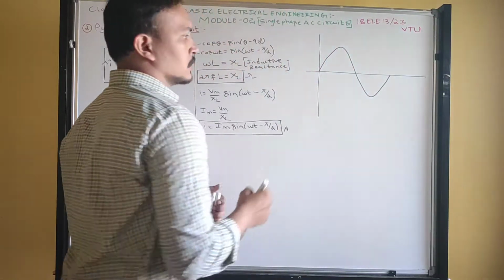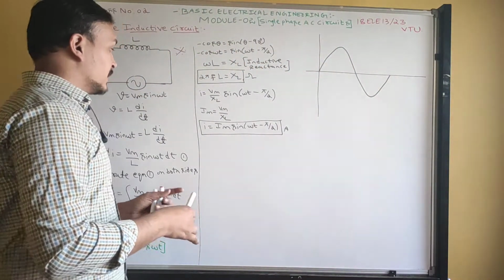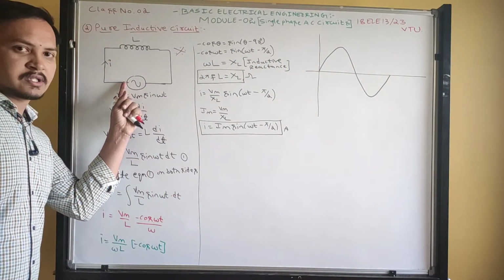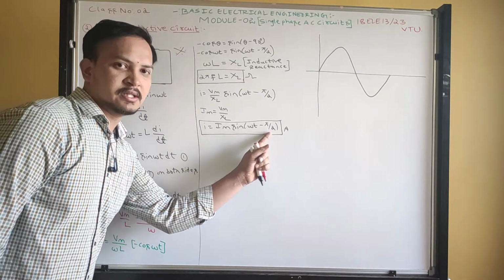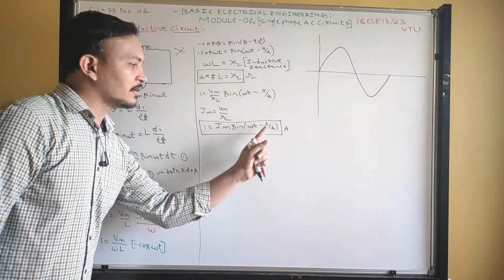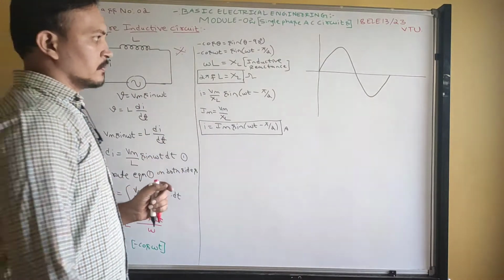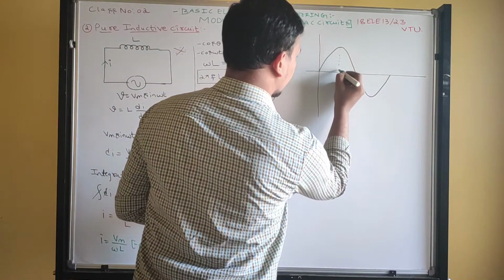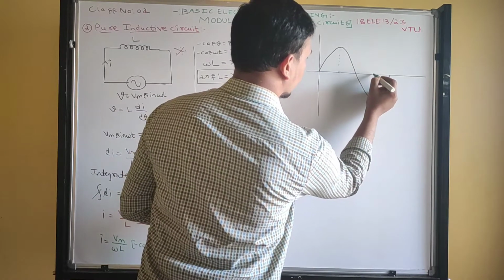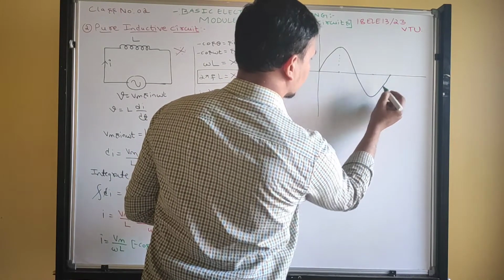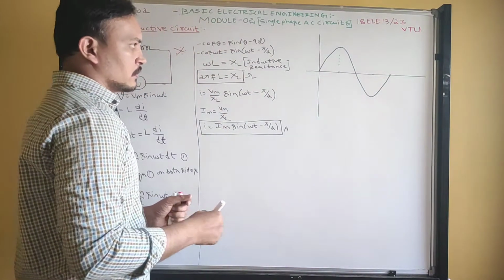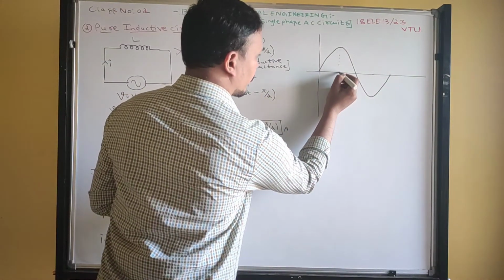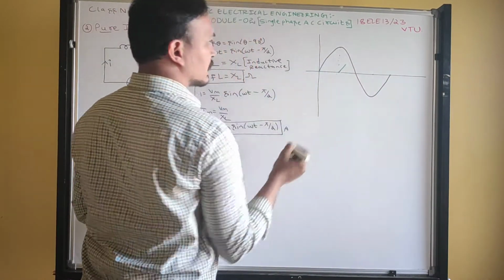Okay, so this is the voltage. But where will the current waveform start? After 90 degrees. Current lags the voltage by 90 degrees. Meaning 0 degree is here, 90 degrees comes somewhere here, then 180, 270 and 360. So now the current waveform starts here. Okay, the current waveform starts there.